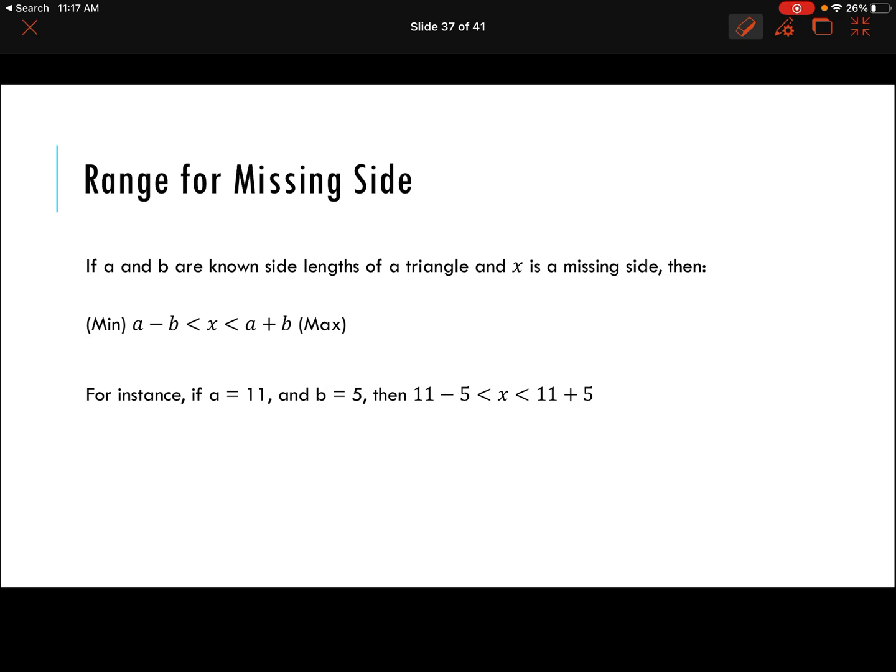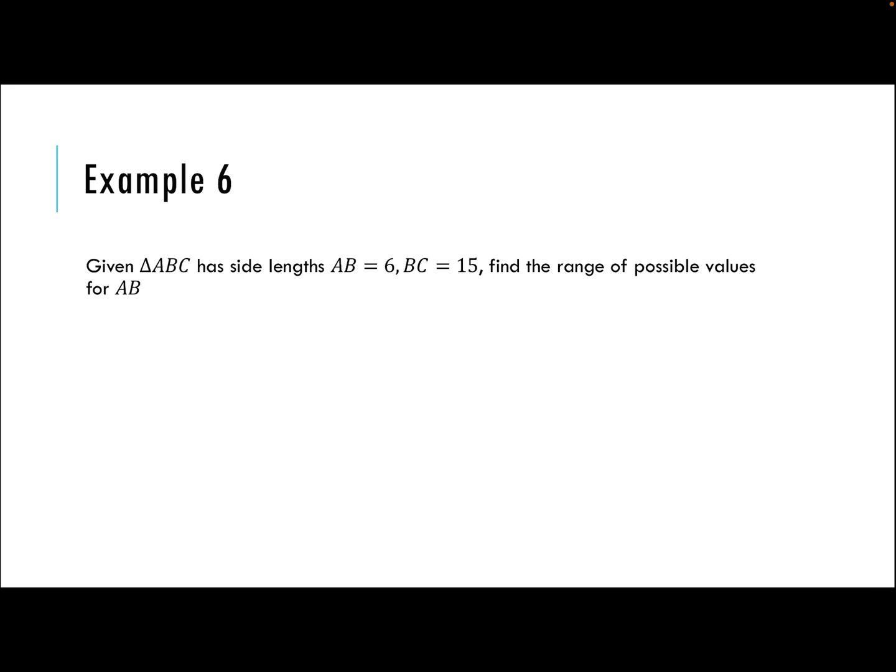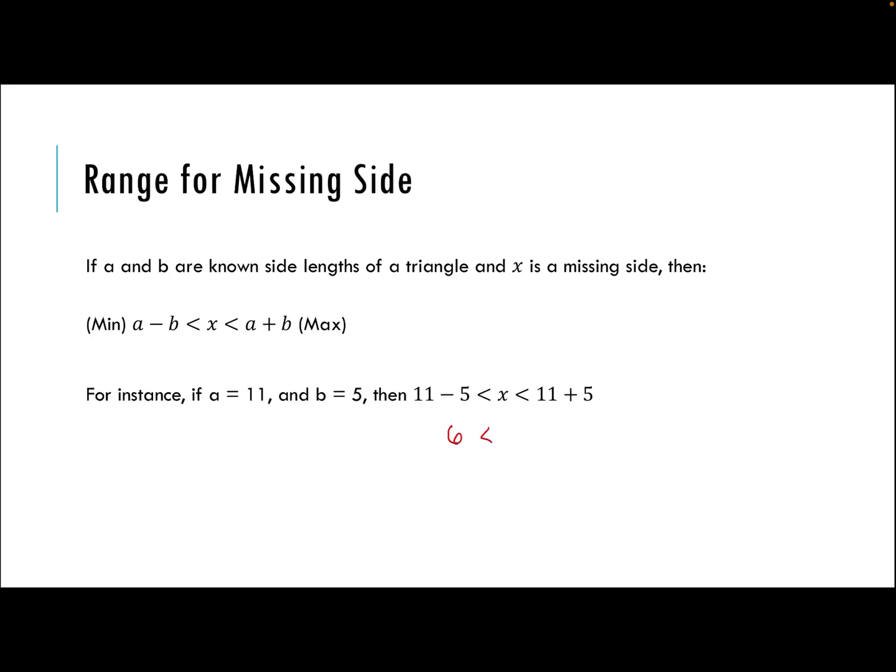So if we have A is 11 and B is 5, like we did on the previous slide, then 11 minus 5 is 6, and 11 plus 5 is 16. So in that example from the previous slide, we had 6 is less than X is less than 16, which means that our third side has to be something between 6 and 16, because the third side can't exceed the sum of the two. If 5 and 11 are the two smallest sides, then x can't be more than their sum. But if 11 is the largest side, then it can't be larger than 5 plus the other value. So that gives us the 11 minus 5 part.